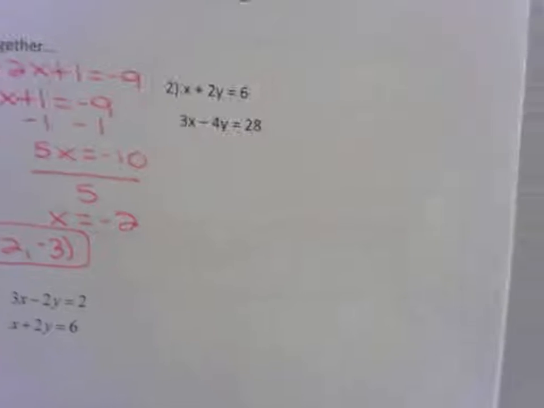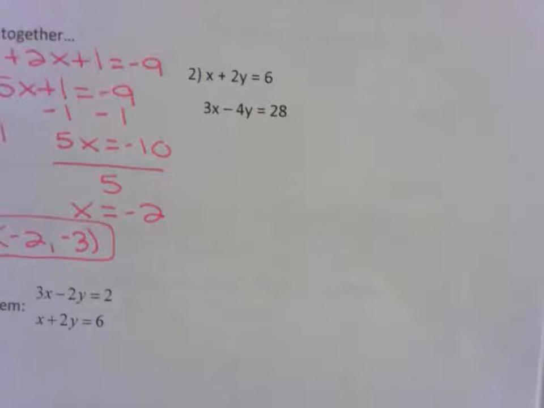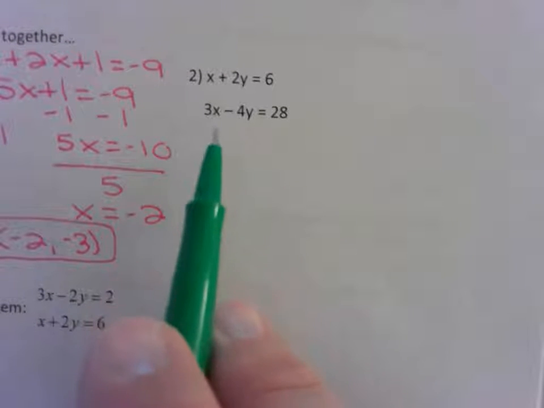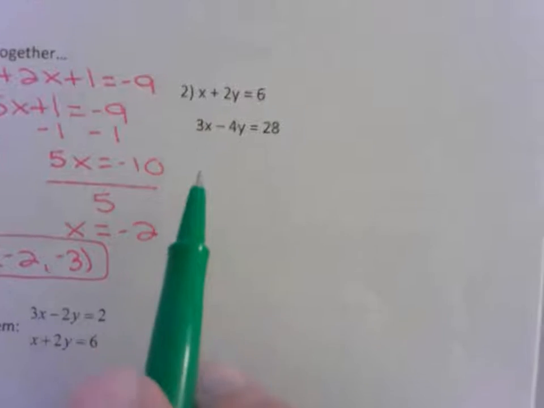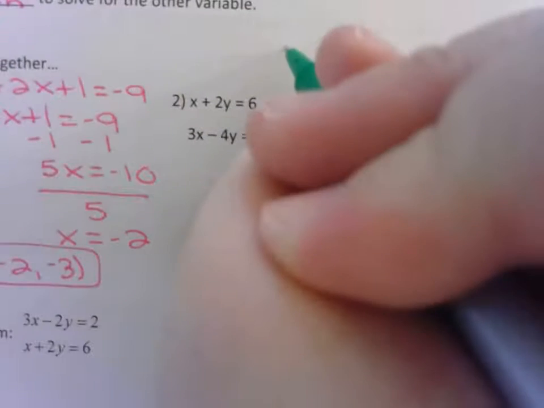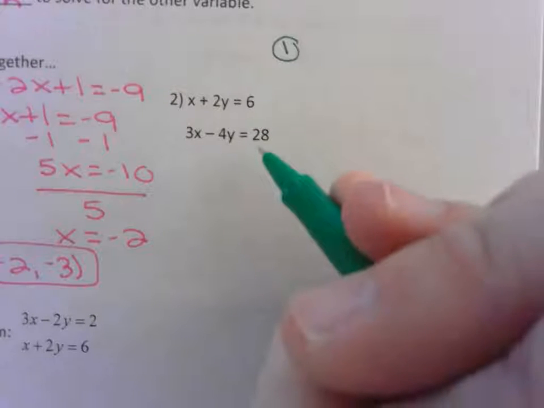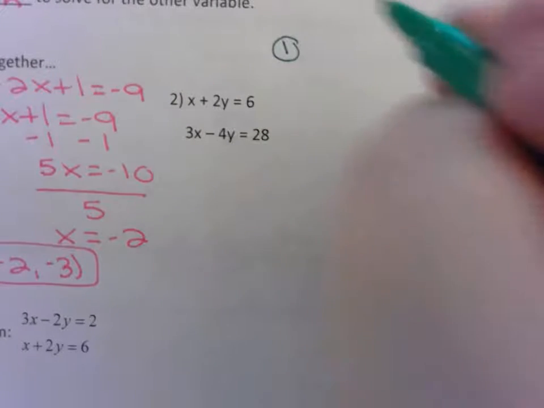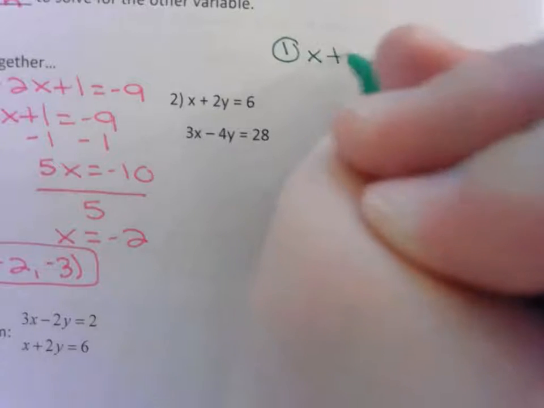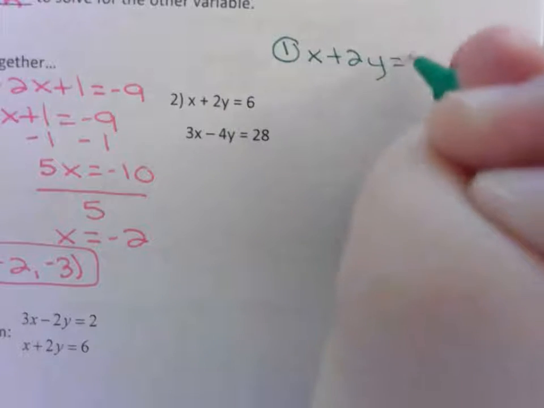Okay, let's look at number 2 real quick. As I look at number 2, what do I notice on number 2? Neither of them have x equals or y equals. Perfect. Step 1 is to get one of the equations x equals something or y equals something. So which of these two equations would be easiest to get x equals or y equals? The first one. Because there's no number out in front of the x.